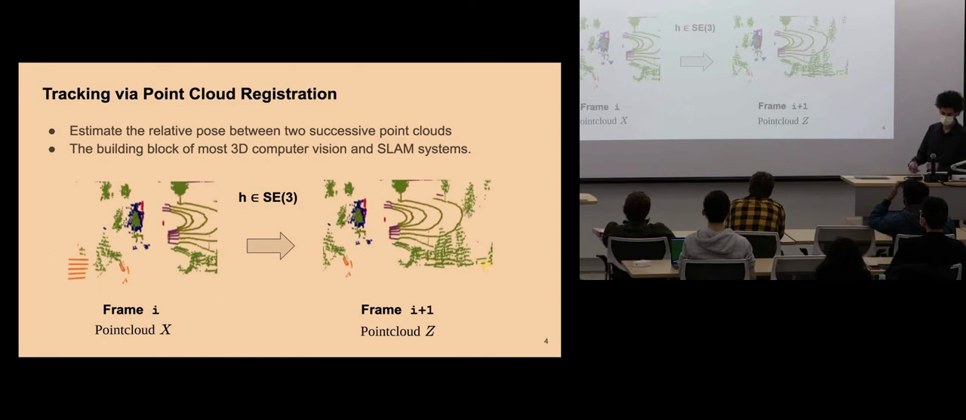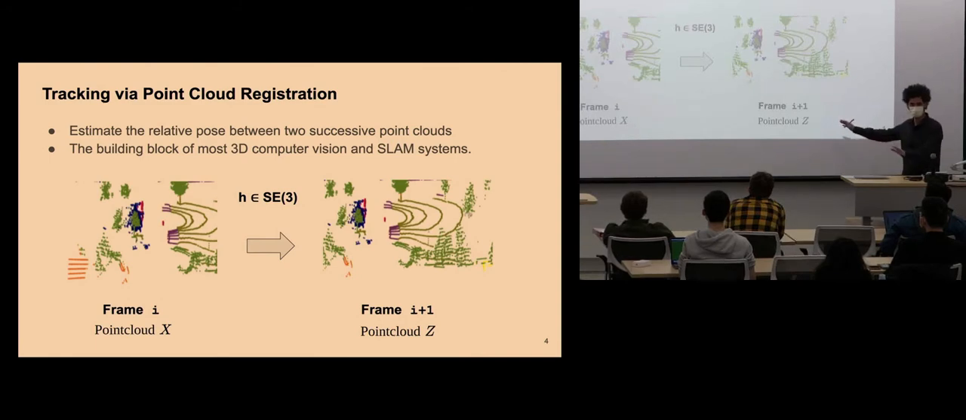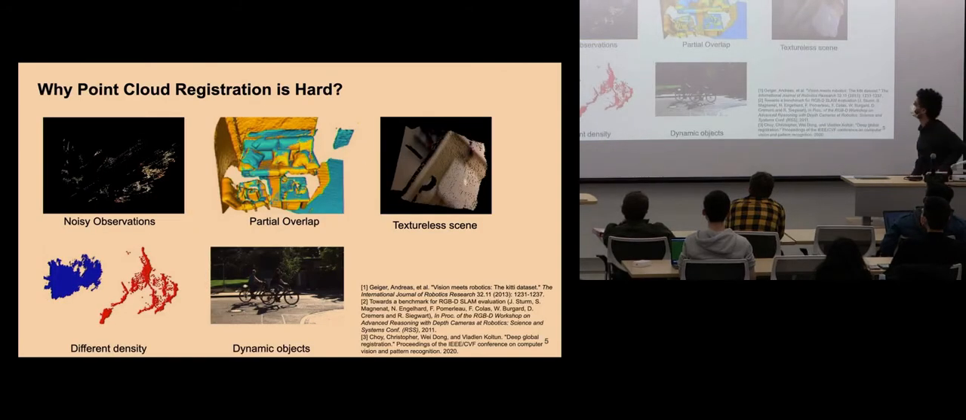and SLAM systems. The point cloud registration problem estimates the relative pose between two successive point clouds. But it is a hard problem because the observations could be pretty noisy. The two point clouds might just partially overlap. The scene is textureless. There might be different densities of the observations, and there might be some dynamic objects in the scene.